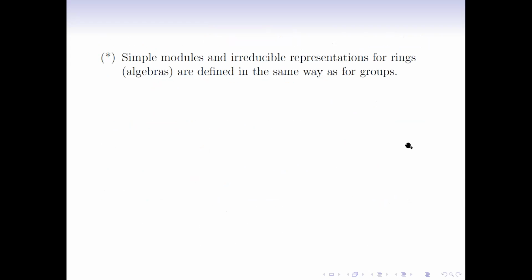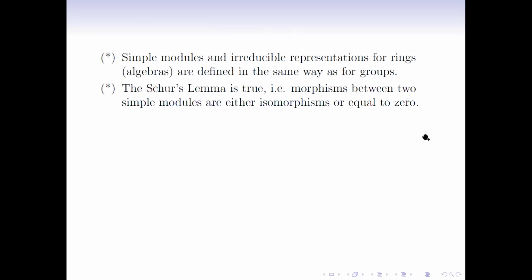So simple modules and irreducible representations for rings and algebras are defined in the same way as for groups. A simple module over a ring or an algebra is a module which does not possess any non-trivial submodule. And an irreducible representation is one for which the module is simple. Last time we also proved Schur's lemma, which says that morphisms between two simple modules are either isomorphisms or zeros. We proved this for groups, but this is also true for rings and algebras.